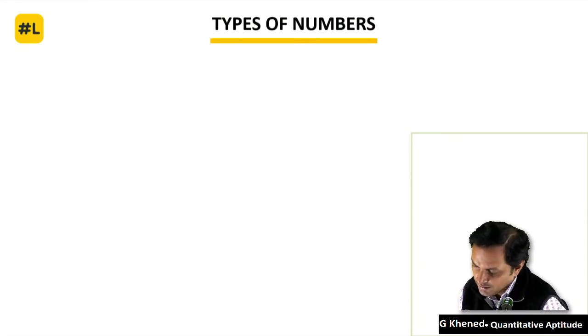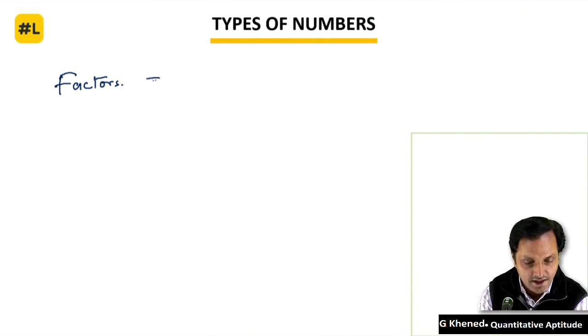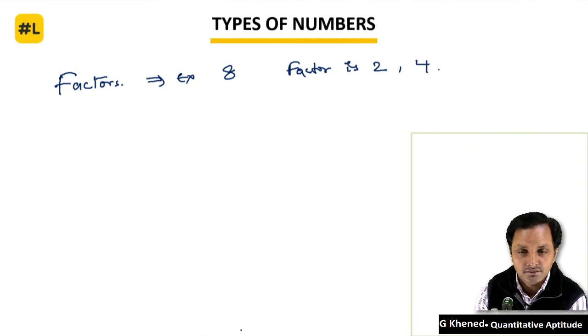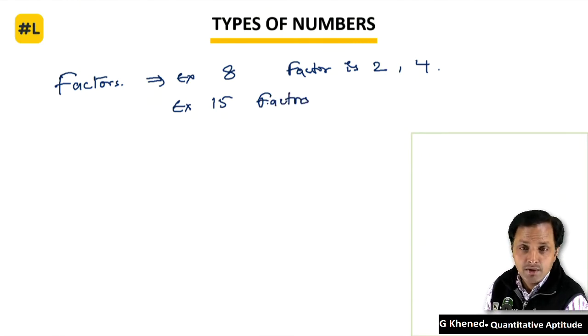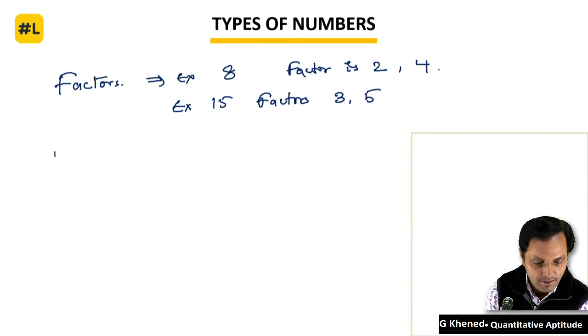Then you have factors. What are factors? Factors are those numbers. Example, if I write 8, what are the factors of 8? When you divide 8, factor is 2, 4. Example, if I take 15, what are the factors? Factors are those numbers which will divide the given number. The factors for 15 is 3 and 5. These are the factors.